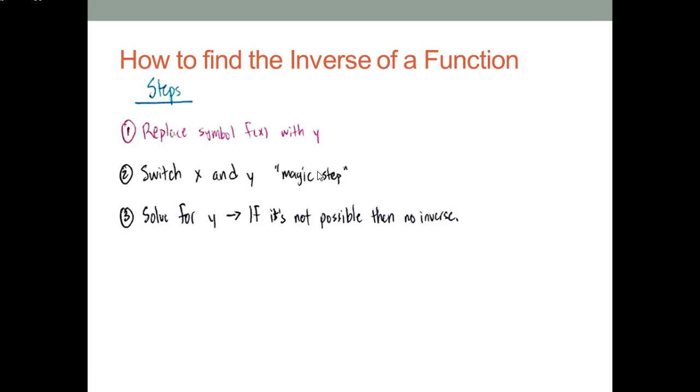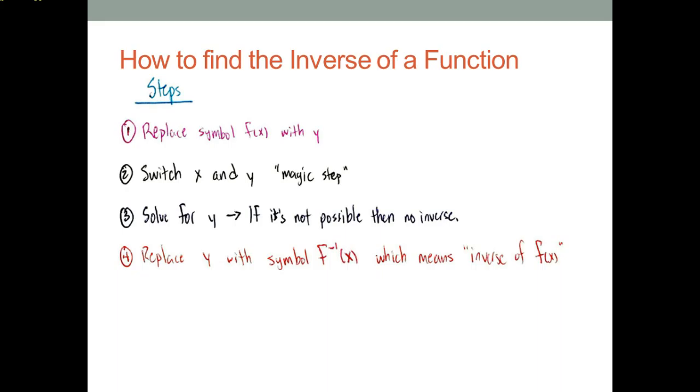So step 3 is you solve for y. Very rarely is it not possible. I mean, I can definitely create functions where you cannot solve for y. Know that almost all of the homework questions, I think all of the homework questions I've assigned, it is possible to find the inverse. So keep working at it. I'll give you lots of examples in this video.